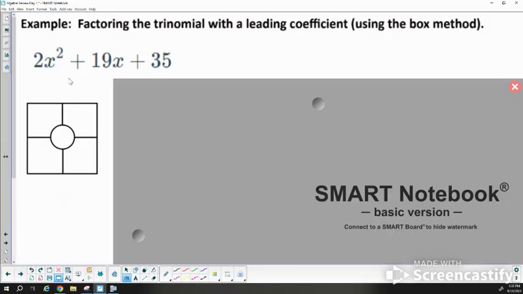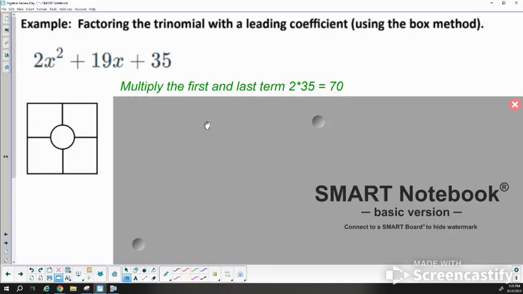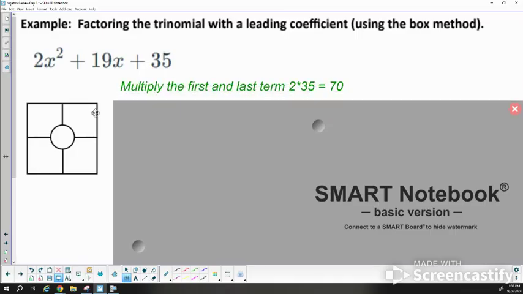What happens when there's a 2 in front? What happens when we have a leading coefficient other than 1? Well, the cool thing is you do the same work. The tricky part is you first have to multiply the first term and the last term together.